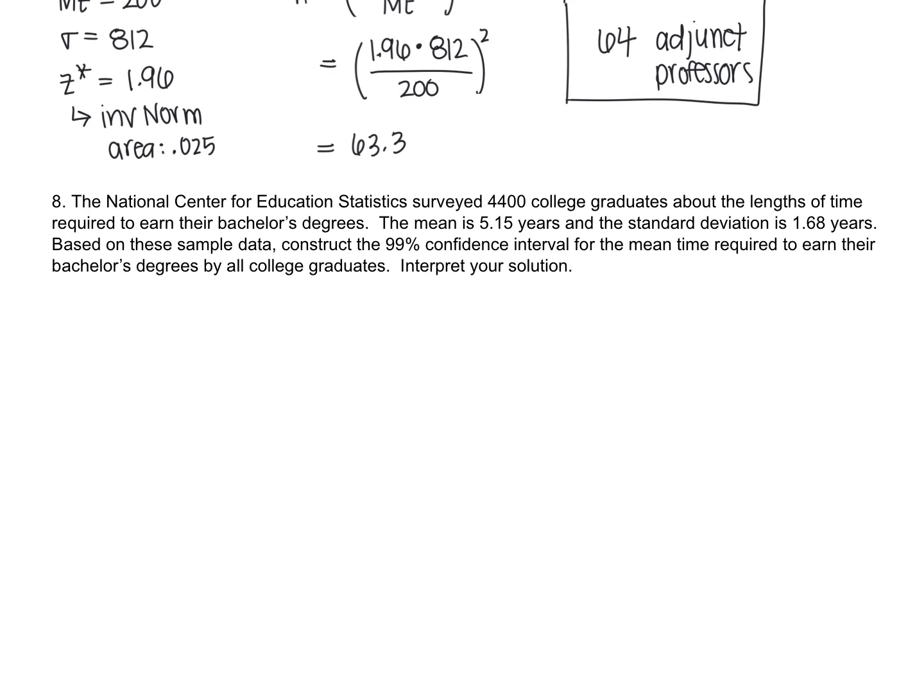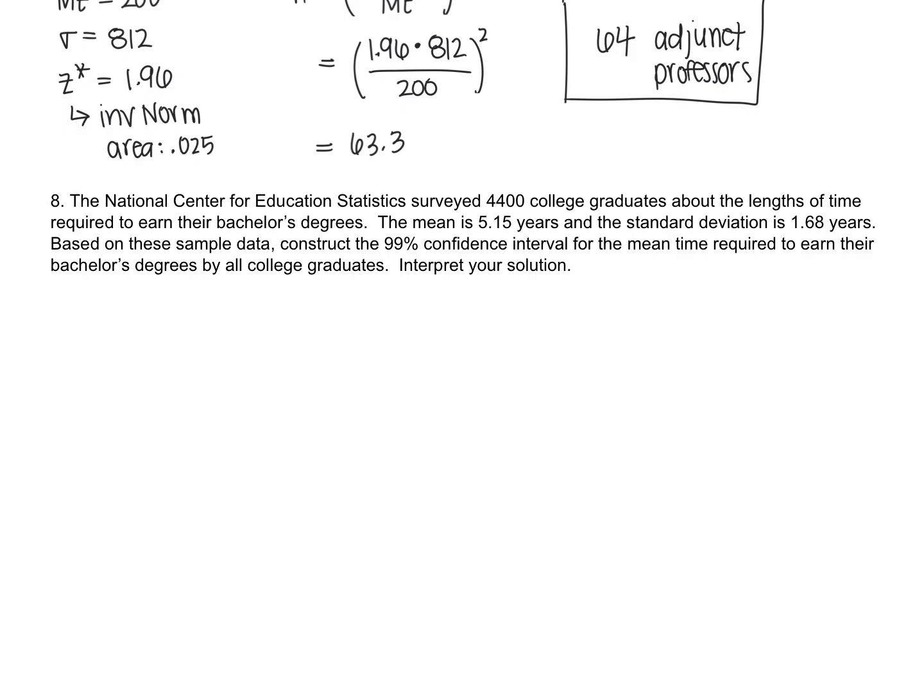Okay. The next problem says the National Center for Education Statistics surveyed 4,400 college graduates about the lengths of time required to earn their bachelor's degrees. The mean is 5.15 years and the standard deviation is 1.68 years.